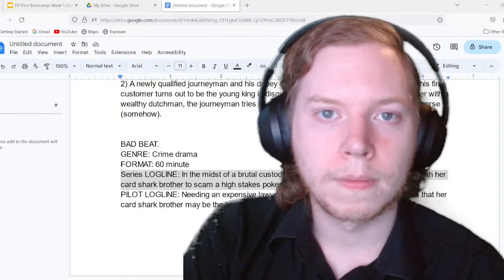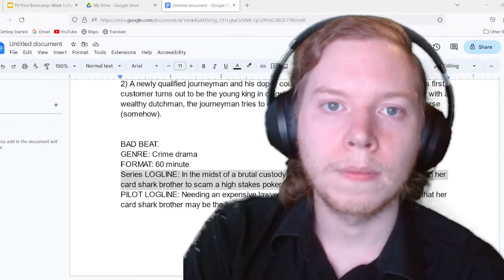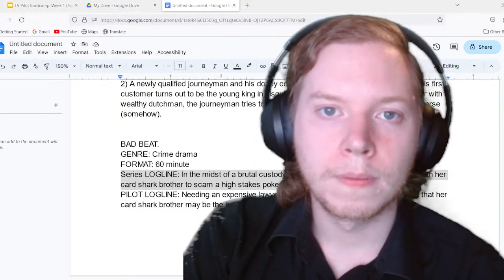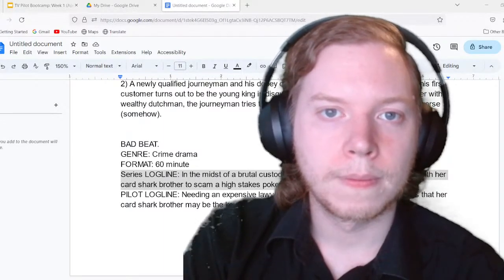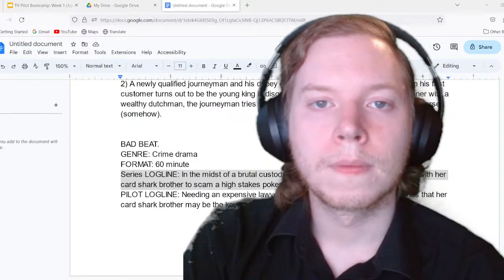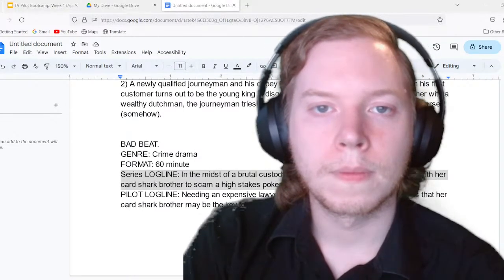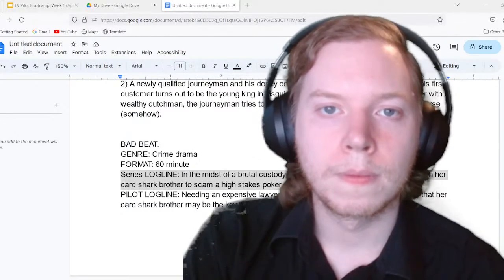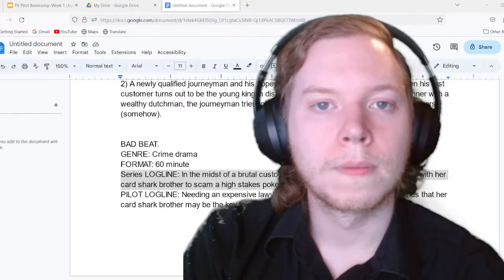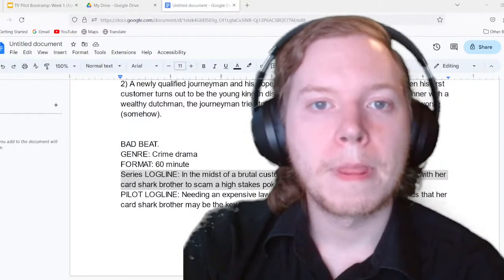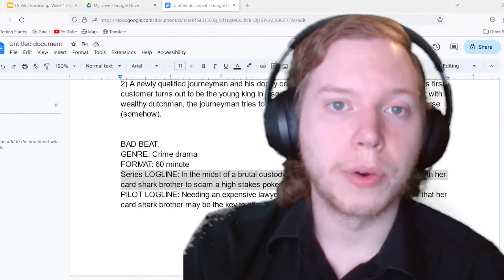Mm-hmm. And where I envision this ending is that they do this, it's a success, she wins like 25 to 30 grand off of this game, and then her brother is moved out of this room and into a different casino, which is much higher stakes. Okay, but they're going to continue to do stuff like that in order to make a bunch of money.